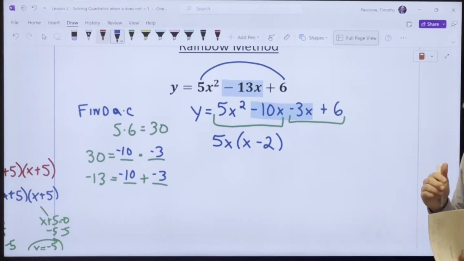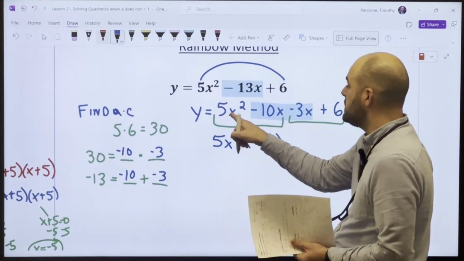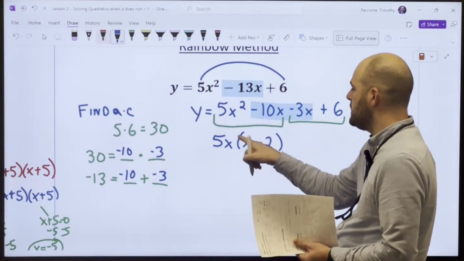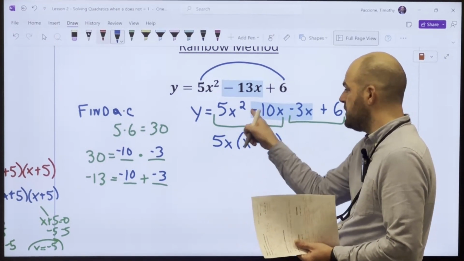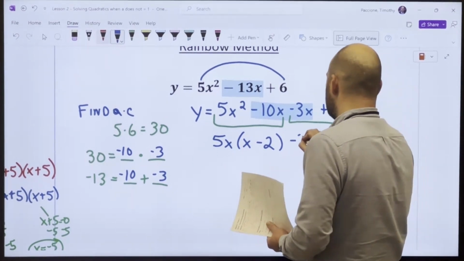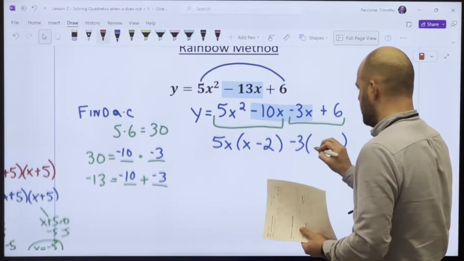You divided 5x squared and negative 10x to get x minus 2? Yeah, I divided by 5x, because this divided by 5x is this, and this divided by 5x is this. I just GCF'd this green section. And then I'm going to GCF the other one. So minus 3 is going to get pulled out of this one. So minus 3x divided by 3 is x.